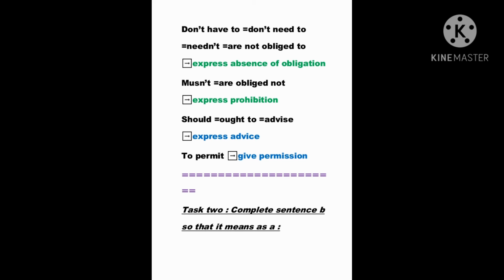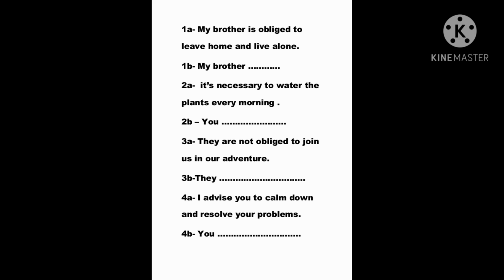Okay, so task 2: complete sentence B so that it means the same as sentence A. This is in general the form of the question on the baccalaureate exams. First, my brother is obliged to leave home and live alone. So my brother, what do we say? It's necessary to water the plants every morning. They are not obliged to join us in our adventure. I advise you to calm down and resolve your problems. So how do we rewrite B to make it sound like A? Clear? So we use one of the previous expressions that has equivalent or approximately equivalent meaning to the A.